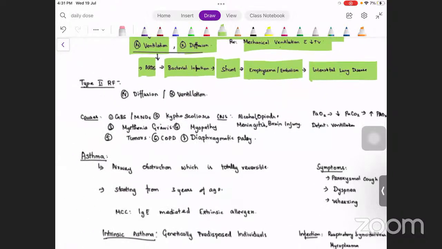Then type 2 respiratory failure, where you see normal diffusion but abnormal ventilation, mostly associated with Guillain-Barré, MND, kyphoscoliosis, myasthenia gravis, any muscular disorder or any obstruction that can cause improper ventilation. Any infection, shock, emphysema, distress or interstitial lung disease associated with impaired diffusion is type 1. Impairment in ventilation is type 2. You have to know that.